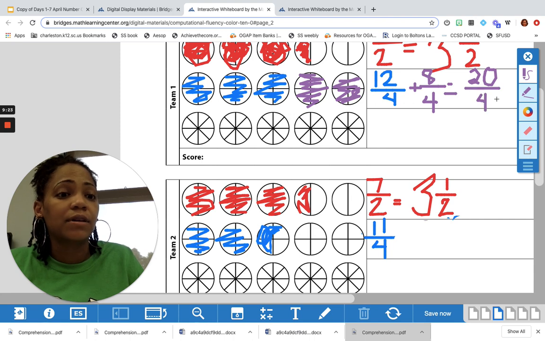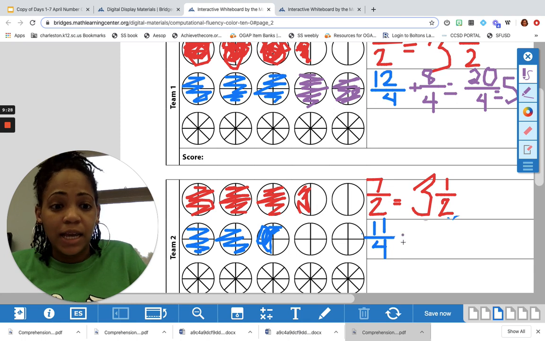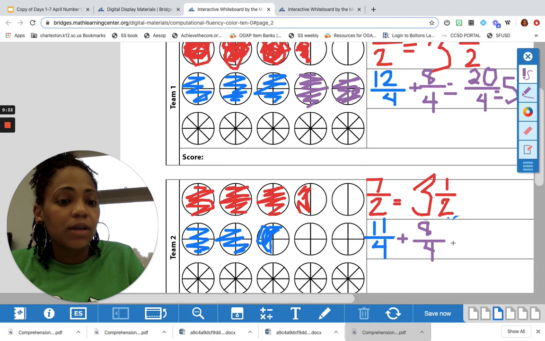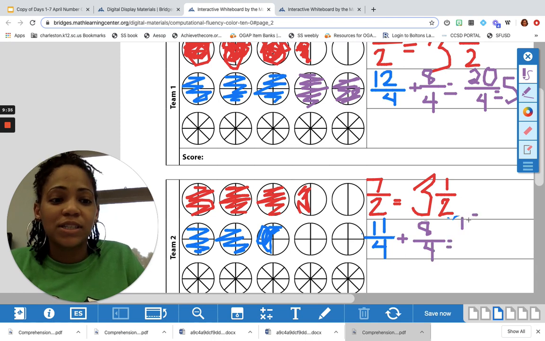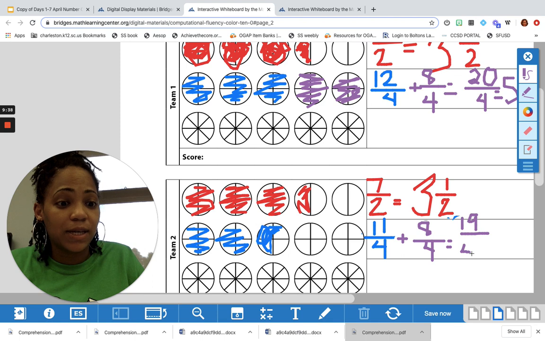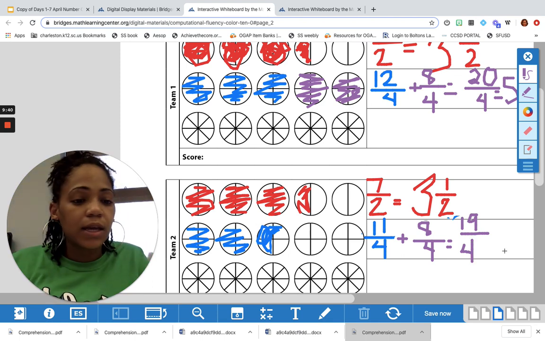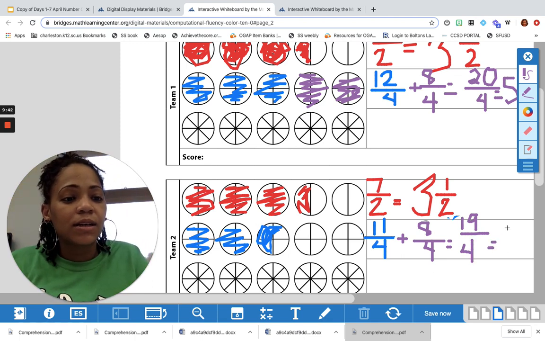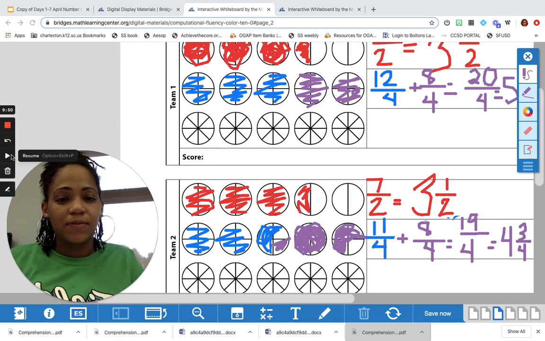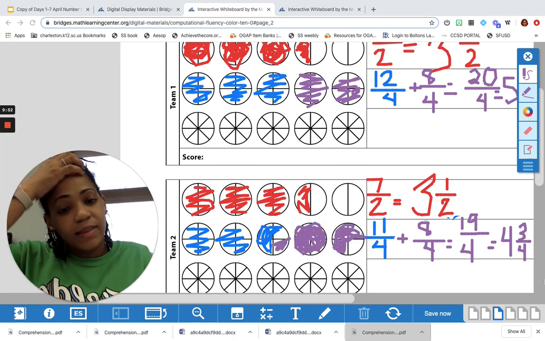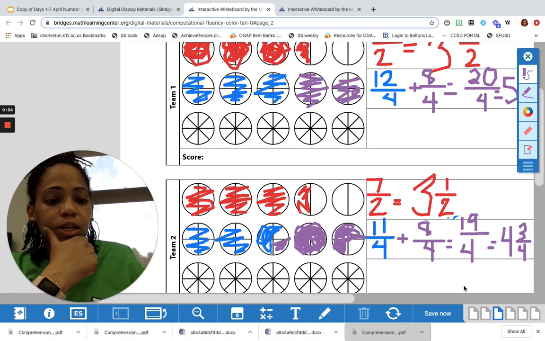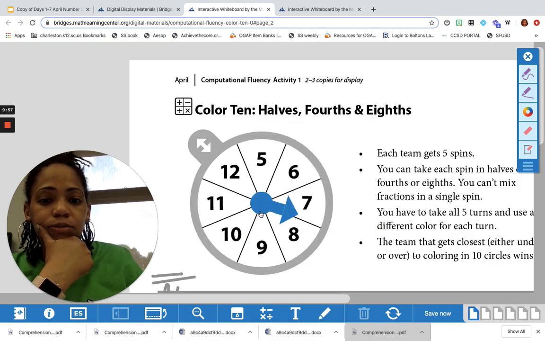Which is 5 wholes. You guys also got 8, so I'm assuming that you would want to color in 8 fourths, which is still the 19 fourths that Miss Trammell just erased because I wasn't thinking. And that is 4 wholes and then 3 fourths of another whole. All right, so now I'm all caught up. We've had 3 turns, we have 2 more turns each. And let's get it on the road.